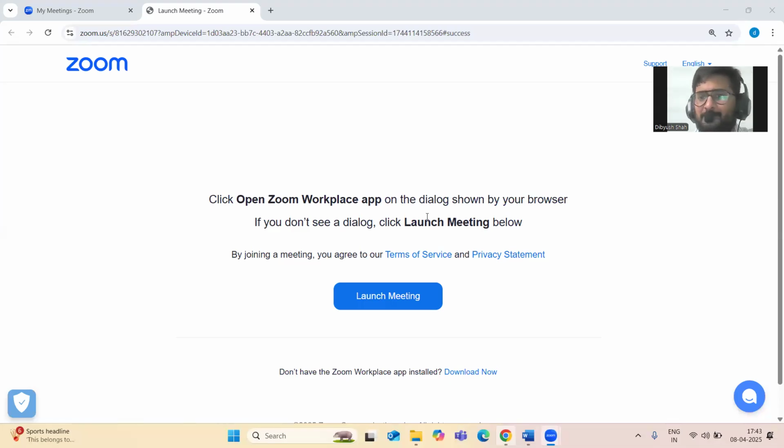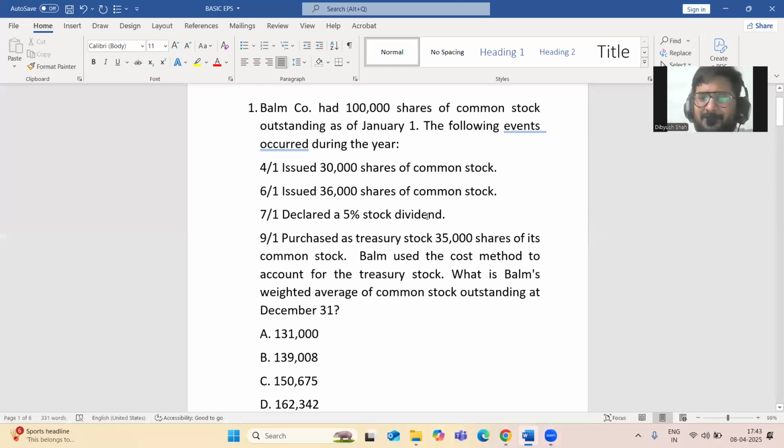So I hope you remember the concept that basic earnings per share equals net income after tax minus preferred stock dividend, divided by the weighted average number of shares outstanding. Equity shares, or common shares as we call them, outstanding.